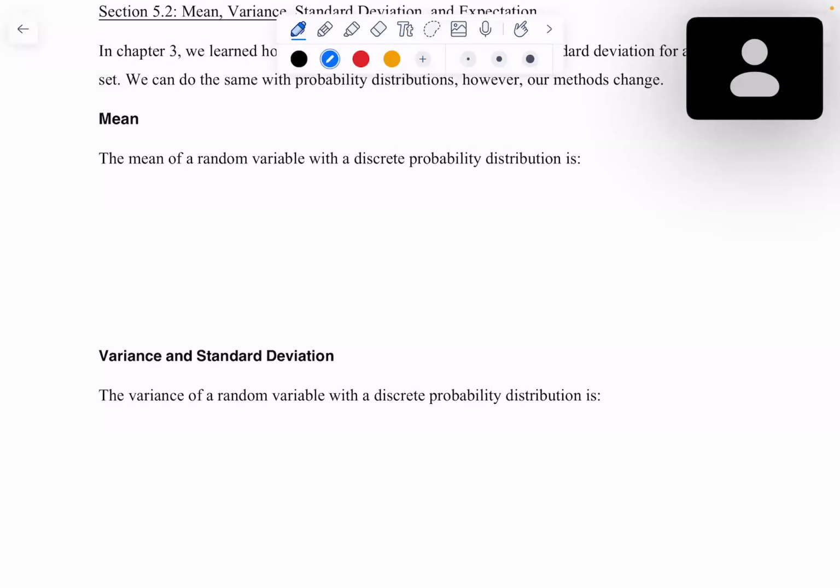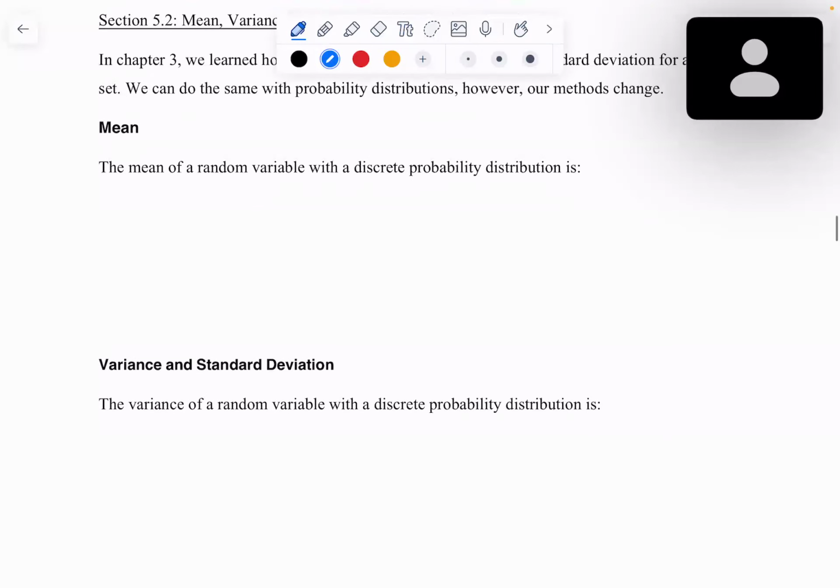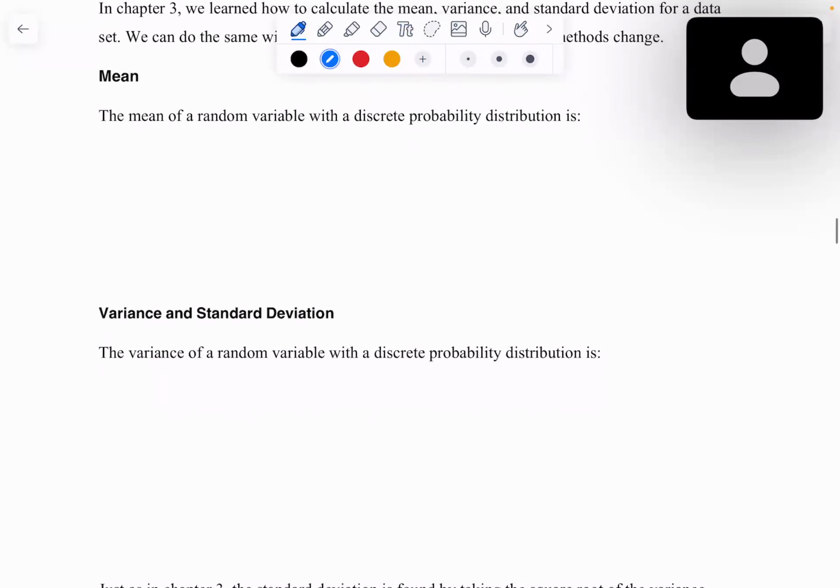All right, so now let's move on to the next section. In this section, we talk about how to find the mean, the variance, and the standard deviation given a discrete probability distribution. In chapter 3, we learned how to calculate the mean, variance, and standard deviation for a data set. We can do the same thing with the probability distribution. However, our methods change. So the way we calculate these is a little different. For instance, the mean of the discrete probability distribution is denoted by the expected value, the expected value of x.